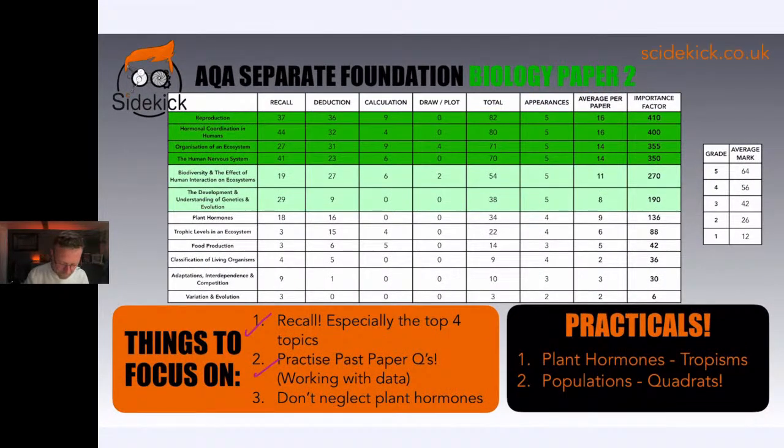Now the last one, don't neglect your plant hormones, is my other one, okay? Because here, you can see it's not in the top 20, and it was only 1 year that it wasn't in, but 9 marks on average per exam. That's worth knowing, okay? So know your auxins, know your tropisms and so on and so forth. Why? Because that's where they come in, is the practicals down here.